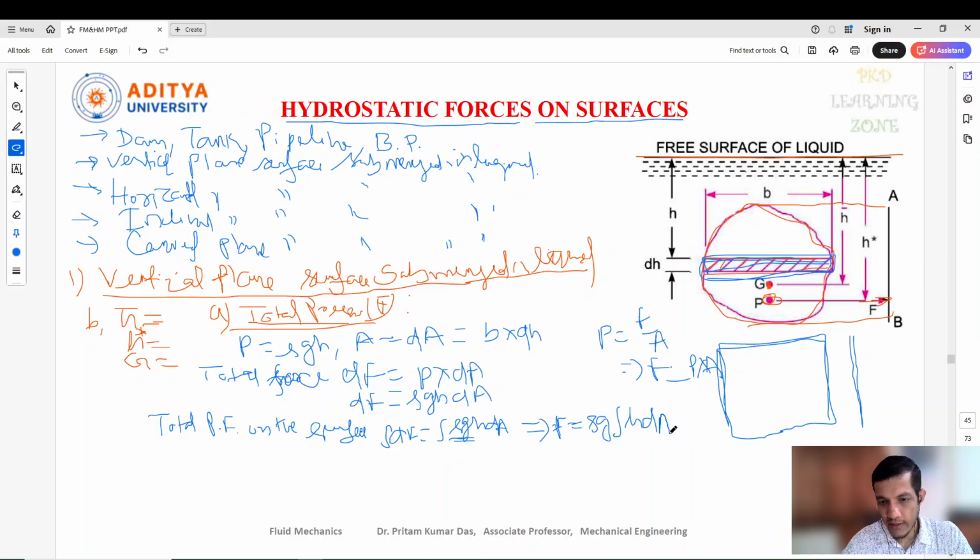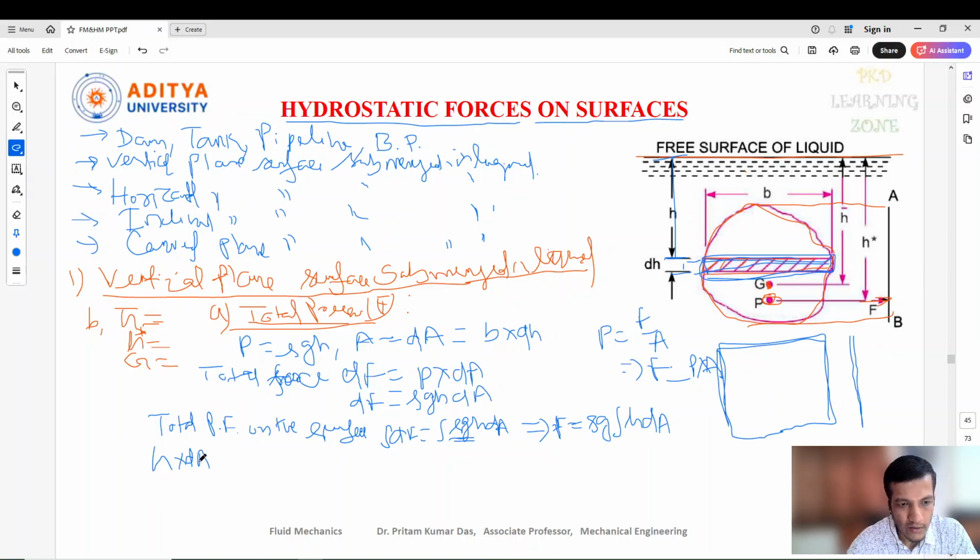Now what is h dA? See, h is the distance, as I told you, from the free surface to the strip, and dh is the height of this small strip. The distance or height of this small strip from the free surface. And dA is the area of that strip. So now we write h into dA.